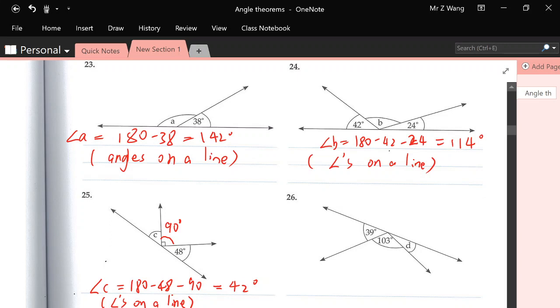This one is the same, right? Just realize this is like a straight line and three angles are sharing a straight line. So angle D equals 180 minus 39 minus 103, which is 38 degrees, right? And then again, write angles on a line.